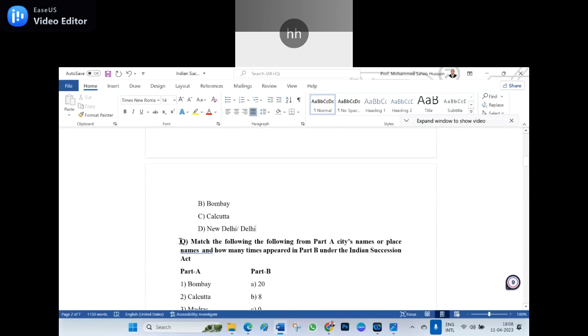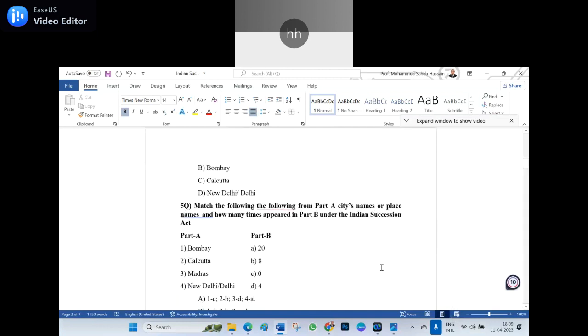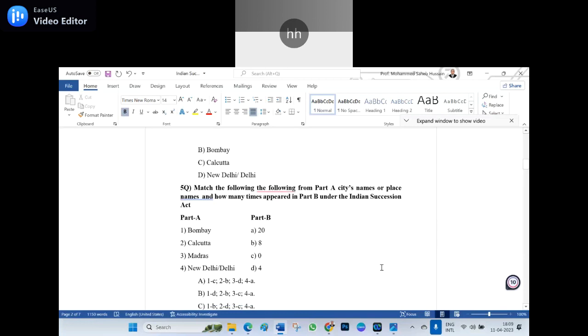And the fifth question is: match the following. Part A is city and place names, and Part B is how many times they appear under the Indian Succession Act. I don't know whether they are going to ask such a question or not, but I want to strike from many angles. Part A: 1 Bombay, 2 Calcutta, 3 Madras, 4 New Delhi or Delhi. Part B: A, 20 times. B, 8 times. C, 0 times. D, 4 times.